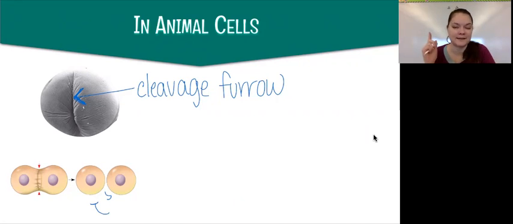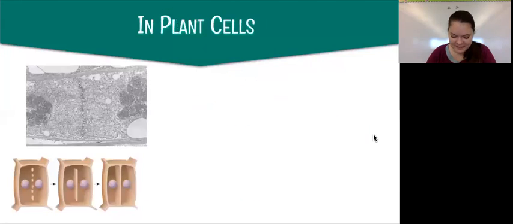Okay, if you're a plant cell, again, repeating this, you are not a plant. You are not made out of plant cells. Stop it. Anyway, moving on to plant cells, because they have this cell wall kind of in the way, they can't just pinch apart. And so instead of a cleavage furrow, what they're going to end up with is something called a cell plate.